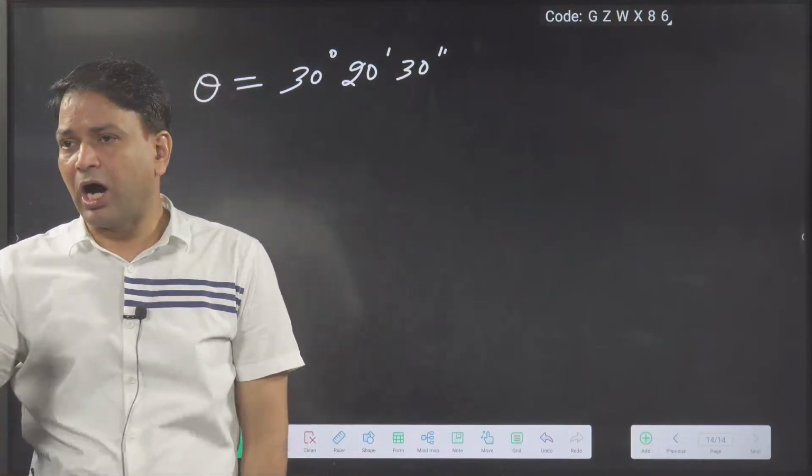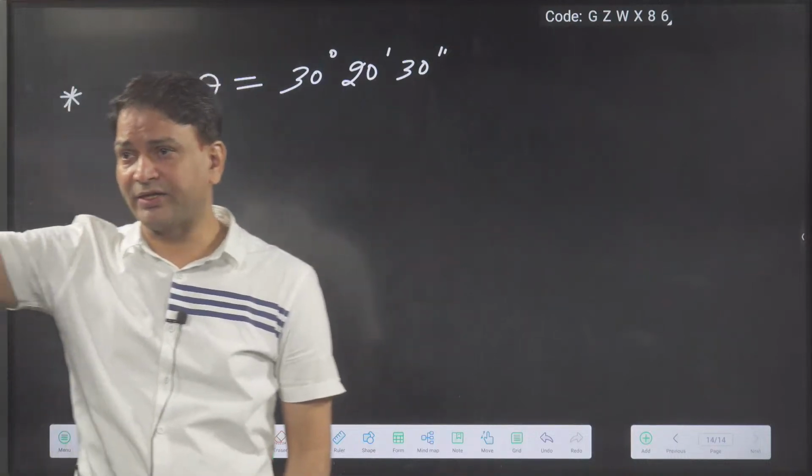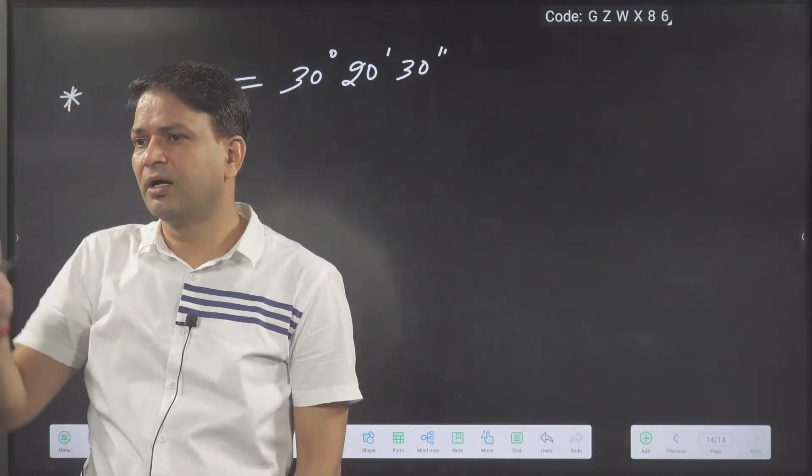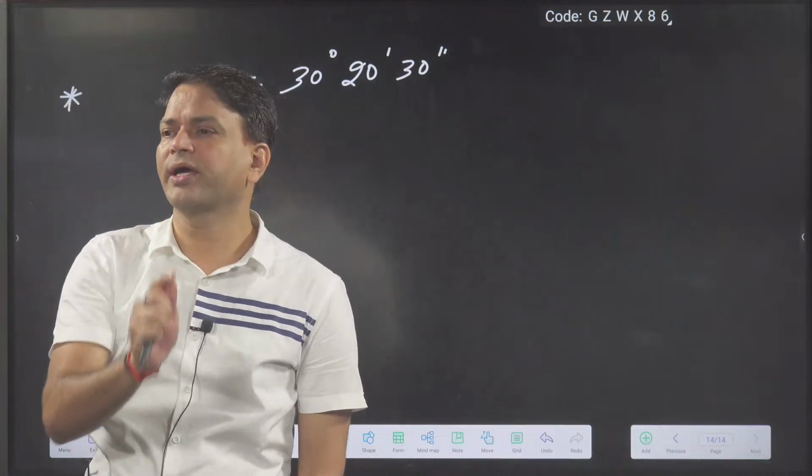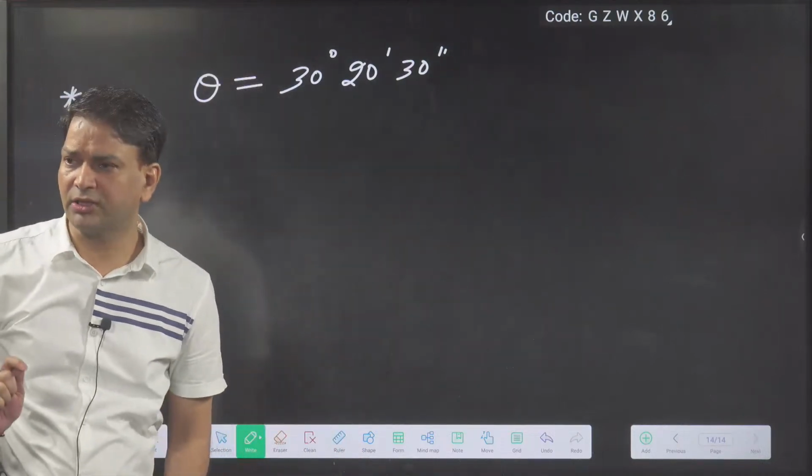Okay, so how to start? First we will start from the right. First we will convert the second into minute. Now you will have the total minute. That total minute you will convert into the degree. Okay. Then after getting the degree, we can convert into the radian.